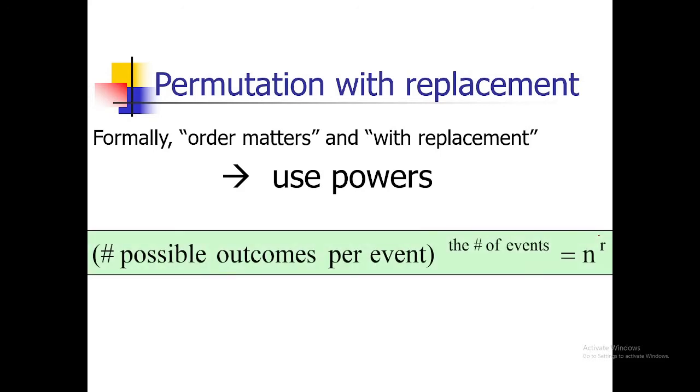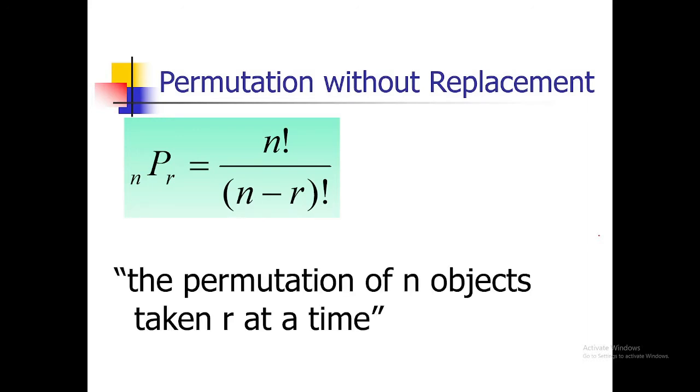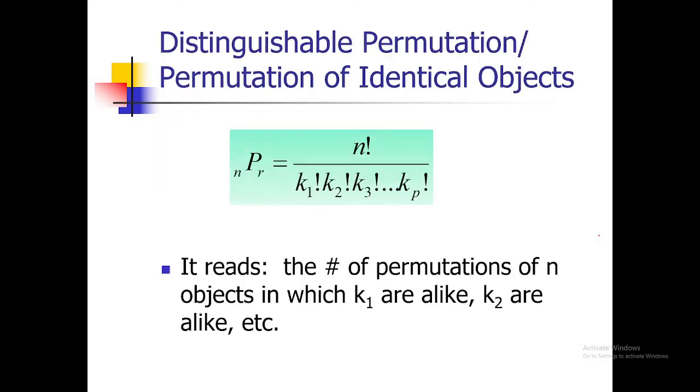This was our formula: n raised to r. Permutation without replacement, this was our formula. The permutation of n taken r at a time is equal to n factorial all over n minus r factorial. So you have it there. N is the number of objects. R is how many that you need.